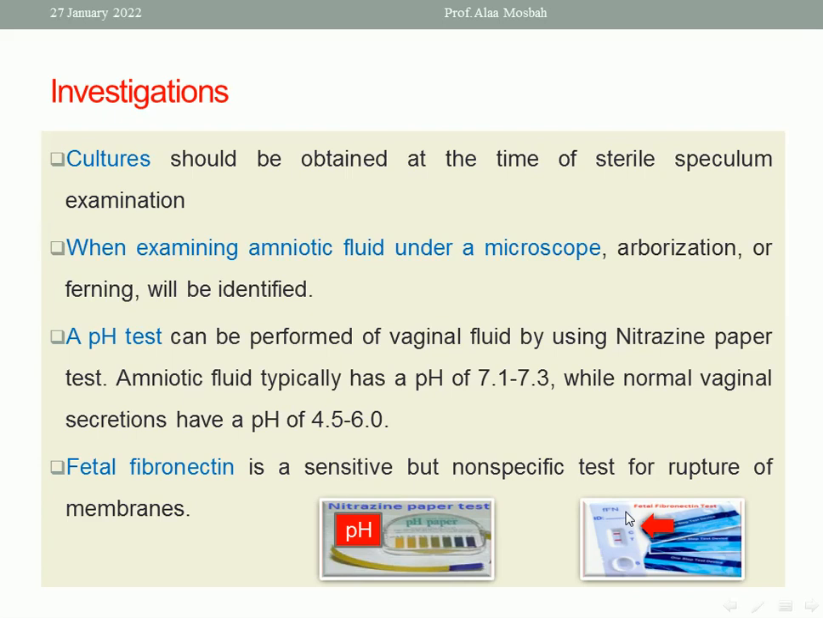Also, fetal fibronectin can be used for prediction of preterm labor. Not only for PROM, but also for preterm labor. In the other picture here, this is the use of the nitrazine paper test for pH of the vaginal fluid. And we said amniotic fluid is alkaline, while normal vaginal pH during pregnancy is acidic.